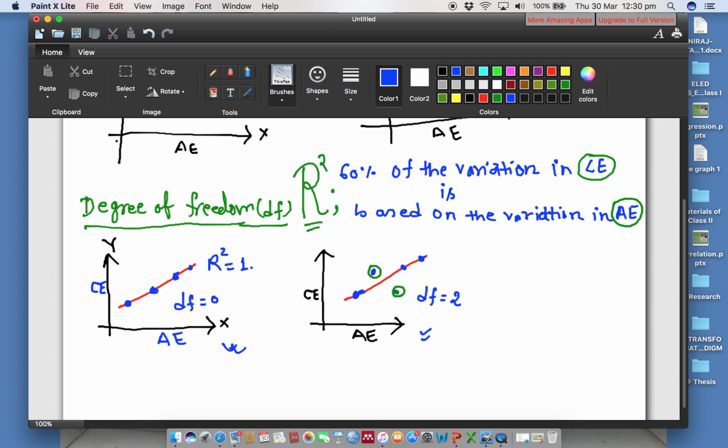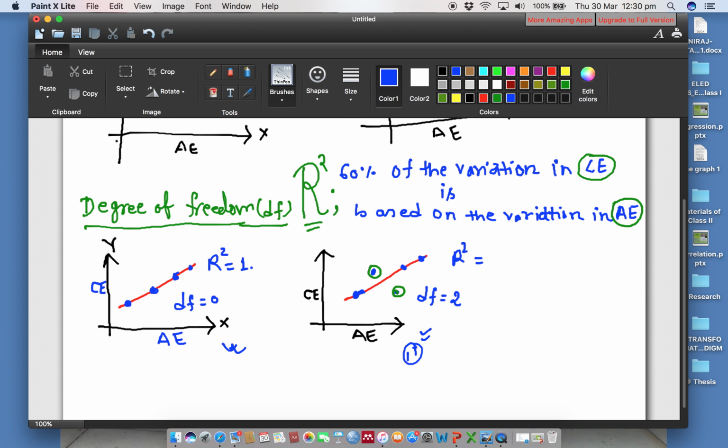So in such a case, the relation between these two types of engagement is not 100%. If all the data lie on the trend line, then R square is 100%, or 100% of the variation in one variable is based on the other variable. But in the second figure, these two values do not fall on the trend line.